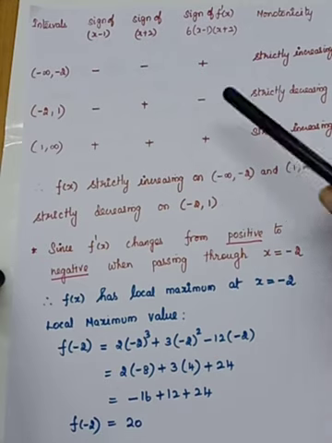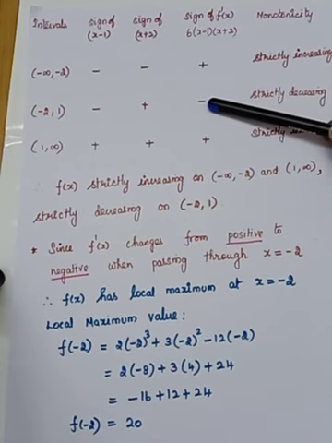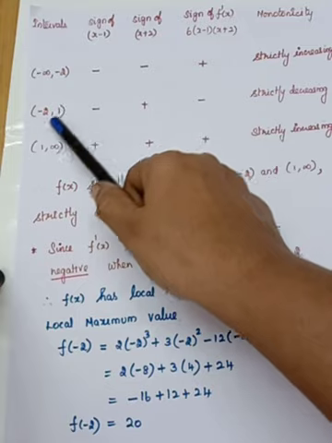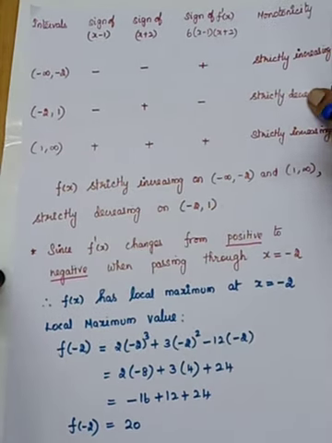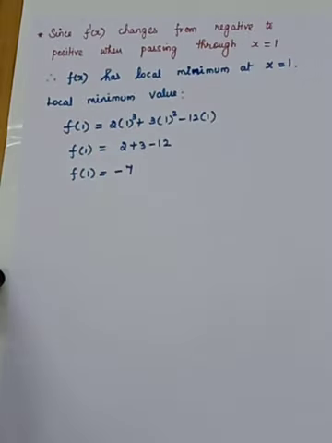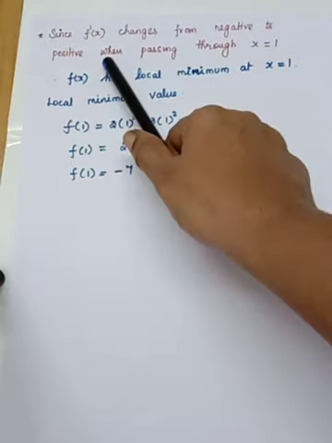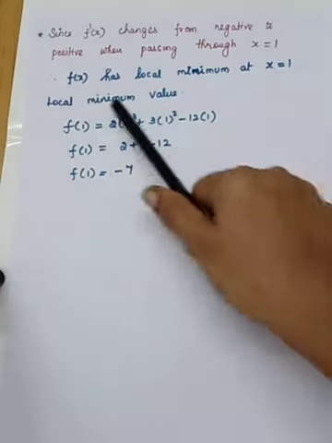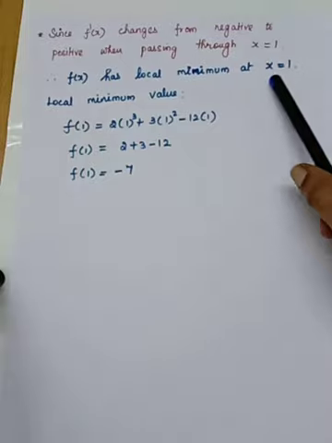Okay, and you just consider the second and the third interval. So here your f dash of x changes from negative to positive. Negative to positive comes when passing through x is equal to 1. So you will obtain a minimum. So since f dash of x changes from negative to positive when passing through x is equal to 1, f of x has a local minimum at x is equal to 1.